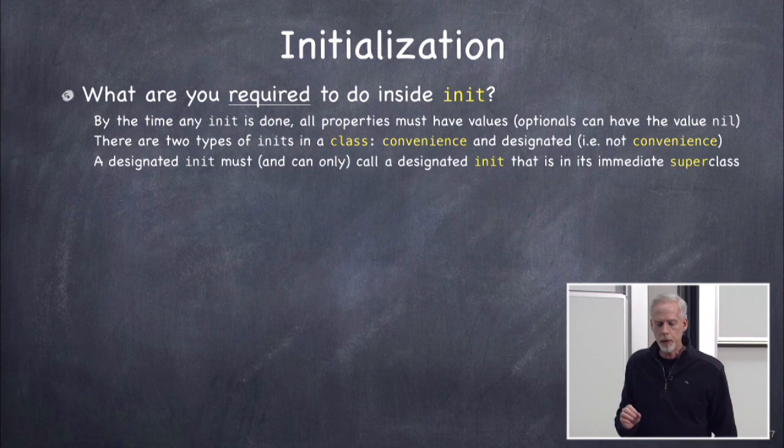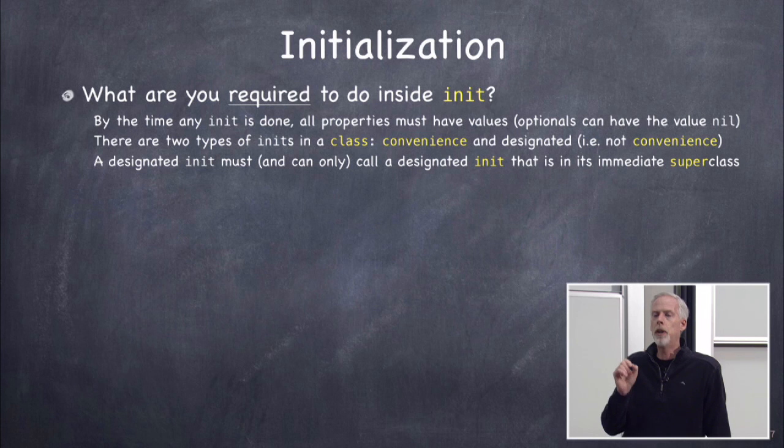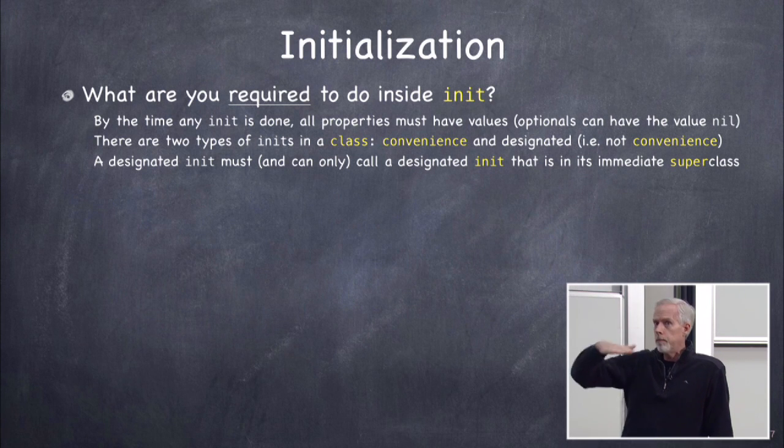Now here's where the rules come in. A designated initializer, non-convenience, must and can only call a designated initializer that is in its immediate superclass. This is very important. It has to call a superclass init, and it has to be a designated initializer. It cannot call a convenience initializer in its superclass. Nor can it call two classes up the inheritance chain unless the one right above inherited the init from the one above, and we'll talk about that in a second.